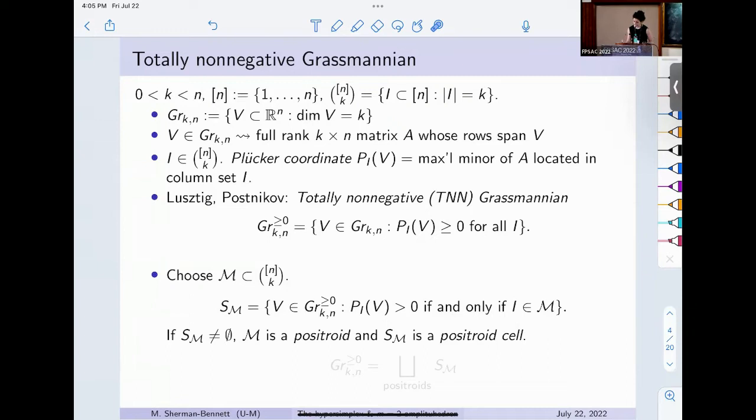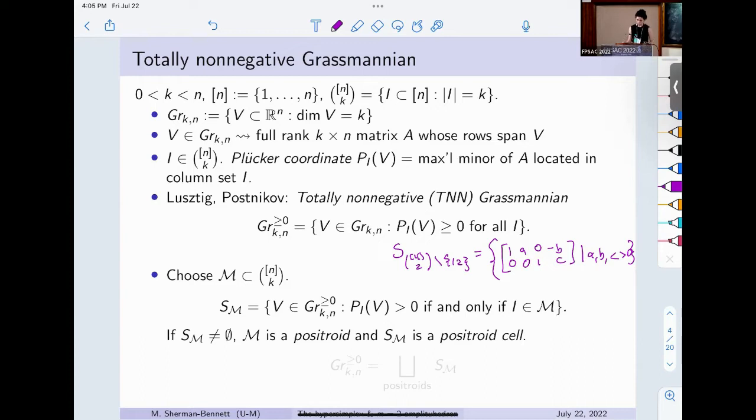Okay, to give an example, what if I want the stratum indexed by all 2-element subsets of 4, except for the subset {1,2}? Well, this stratum is all of those points with representative matrices that look like this, where a, b, and c are positive real numbers. Because you can look at this matrix and check that the Plücker coordinate p_12 vanishes, all of the other ones are positive, and in fact, all subspaces satisfying those Plücker coordinate conditions can be written in this way.